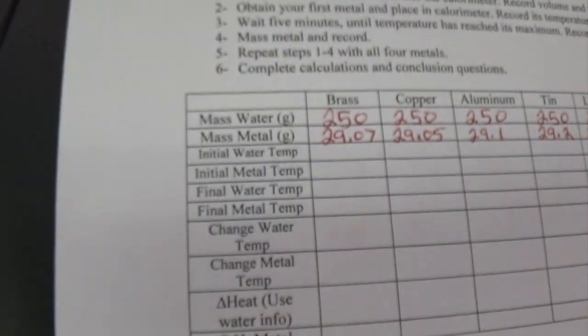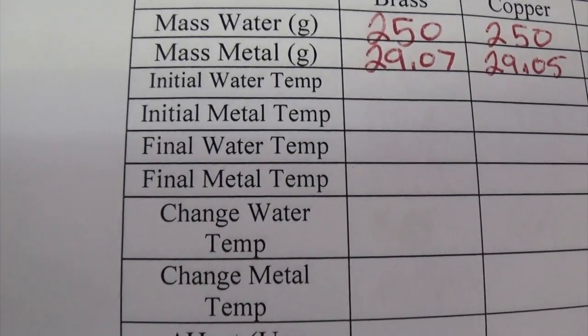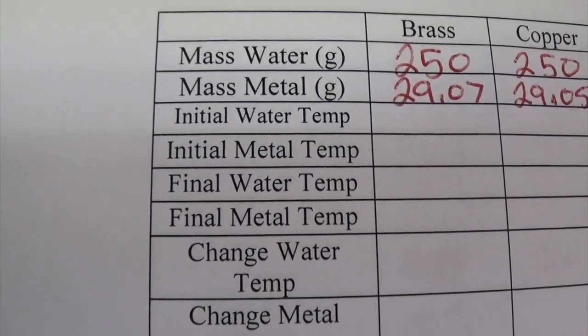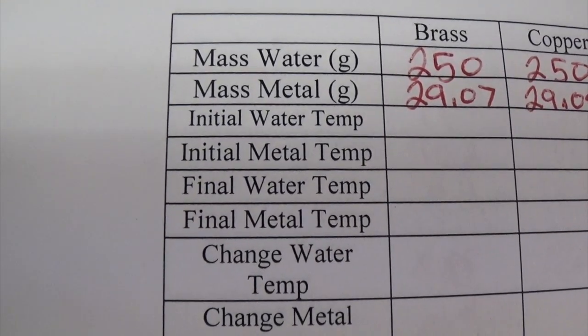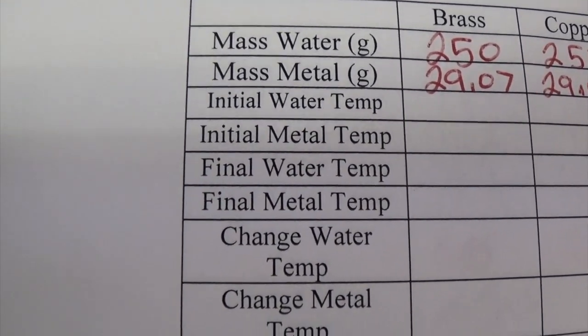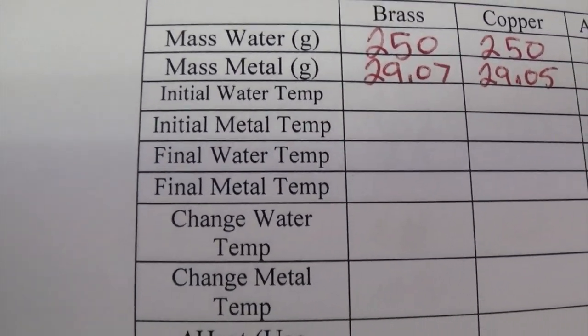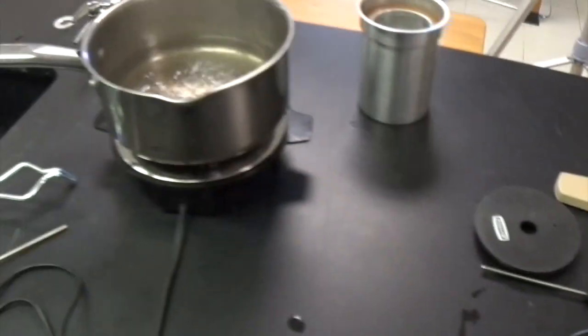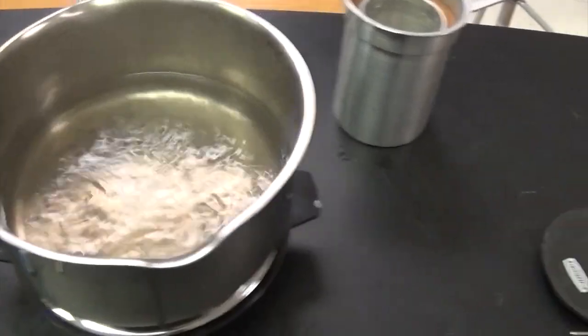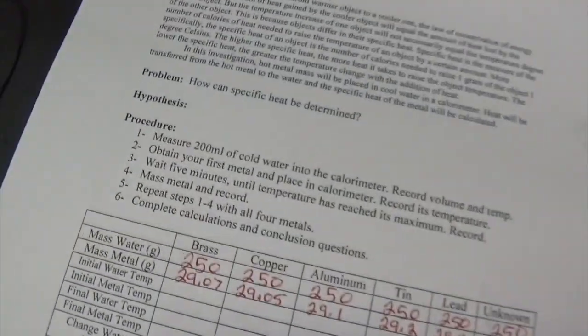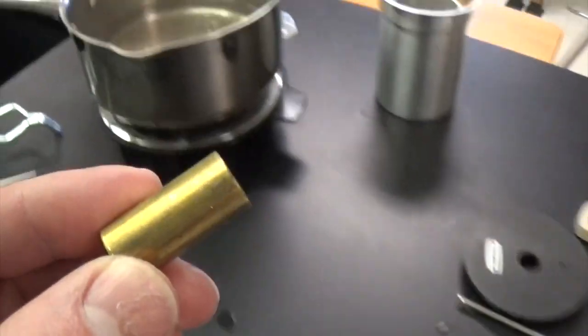So the next part of the experiment, we're actually going to be recording quite a few things. We're going to get the initial water and metal temperatures, and also the final water and metal temperatures. And the way that we're going to do that is inside of this boiling pot of water we're going to add our first sample. So I'm going to go over here and I'm going to grab the brass. So this is our brass sample that we had.